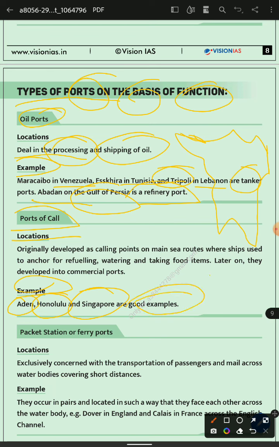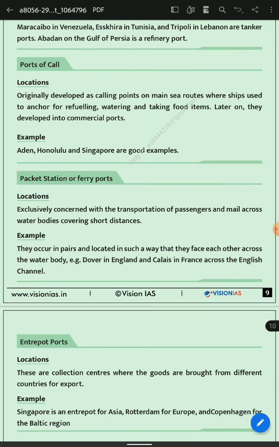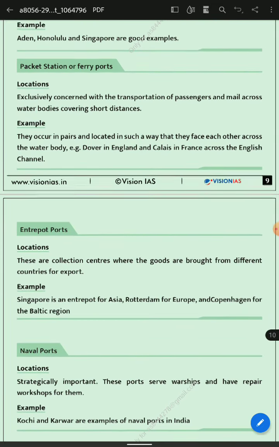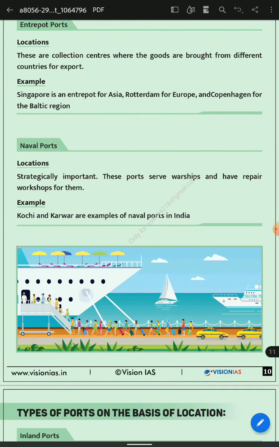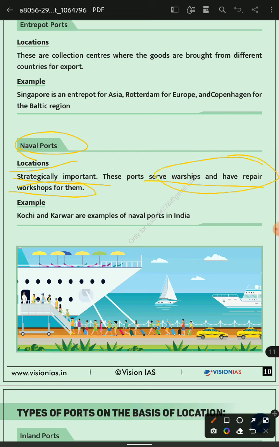This is a good example. This is an Asian country and these are the locations and examples. Then there are naval ports, like a navy. Some situations, like people traveling from one country to another, involve a naval port, which is located for shipyards and repair work, because for example today the USA.